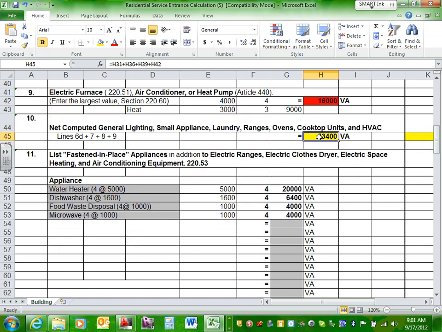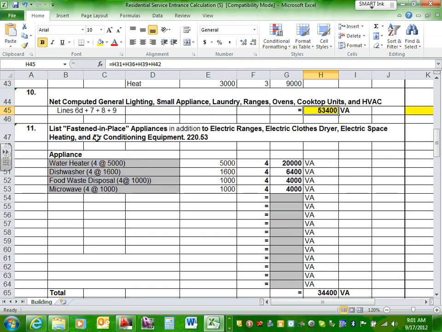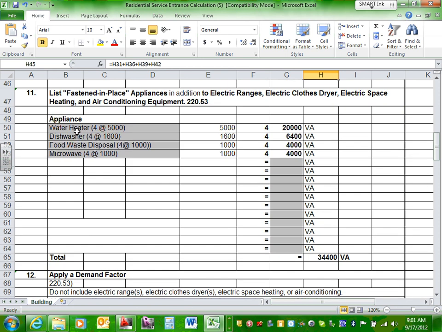All right, then we add them all up, guys. Step 7, all of them are added up. So I'm up to 53 kVA. Can you guys see right here, 53 kVA? Then I go to step 11. I have listed fastened-in-place appliances. Anything listed fastened-in-place appliances.